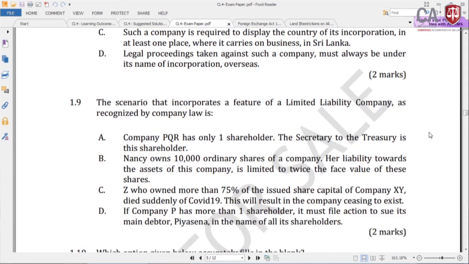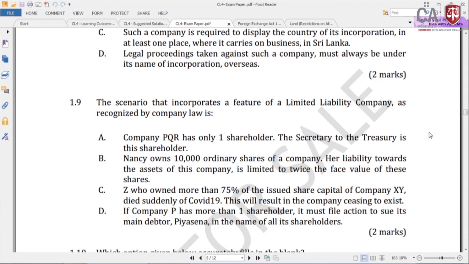Then question number 9. Which scenario incorporates a feature of a limited liability company as recognized by company law? You have to identify which statement is correct.